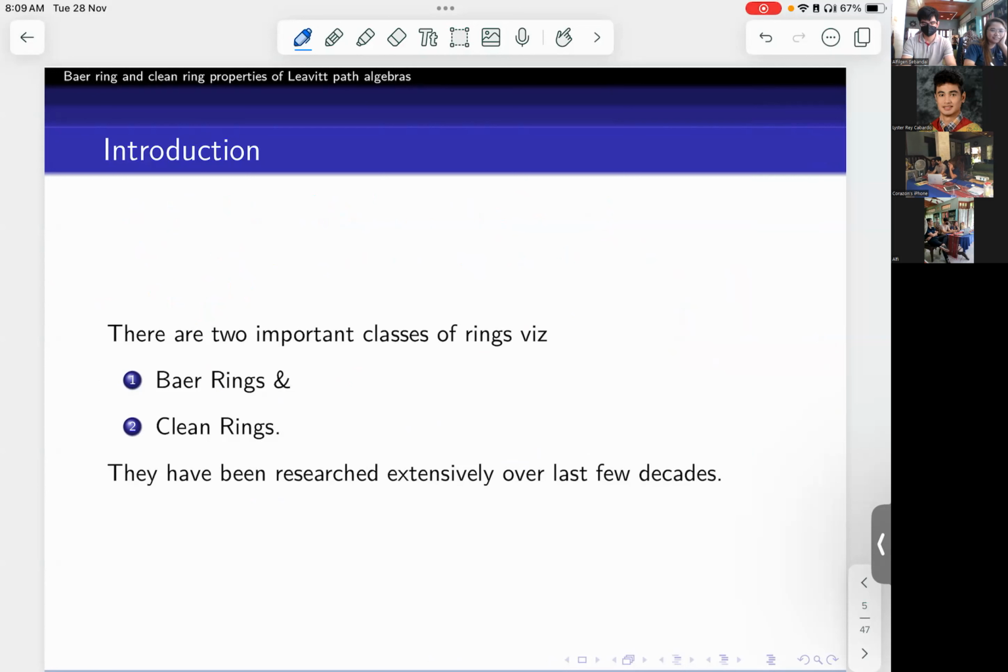So these two classes have been researched extensively over the last few decades. Clean rings were introduced somewhere in the 1980s, and Baer star rings go around the 1950s. In the Leavitt path algebra scenario, the interest is due to the mathematician L. Vas. She is a pioneer in the area of Baer star rings, and her paper got me interested in Leavitt path algebras.